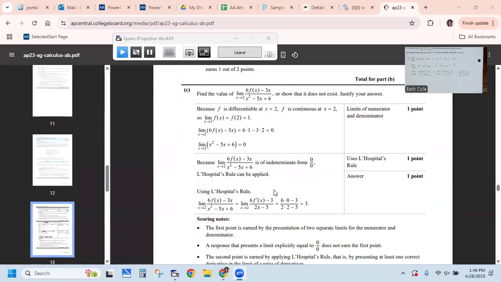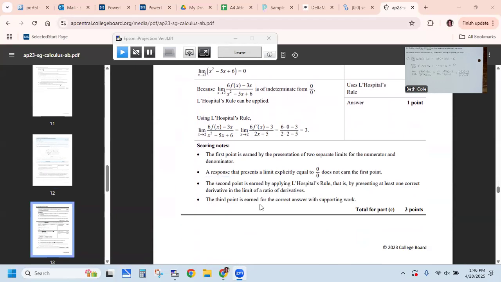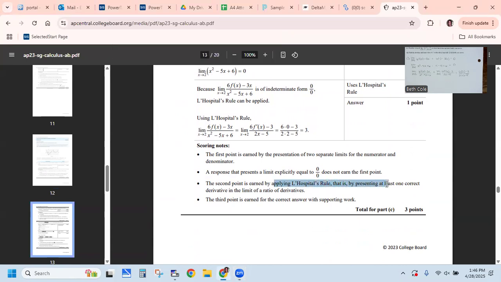Okay, there's just that one. And then, well, you know what? It says applying L'Hopital's rule. So if at least one of your derivatives was correct, they would give it to you. Third point is earned for correct answer with supporting work. I would have given it to you. Did you show them both equal 0 separately? No.